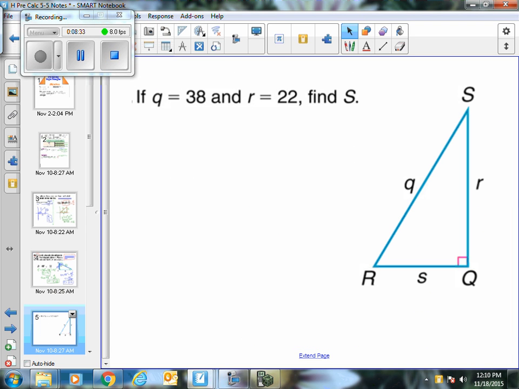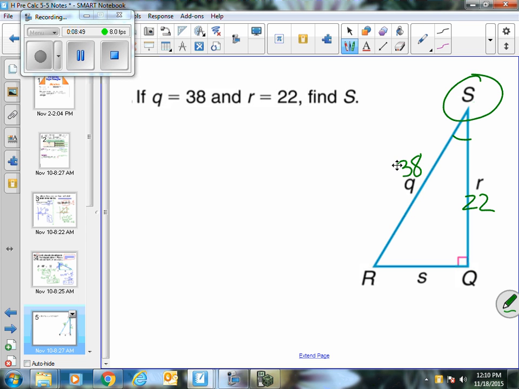Okay, what if you don't know any of the angles? So let's take a look. So side Q here, we'll put in our information is 38, and R is 22, and they want you to find S. Well, there's S. I found it. Yay! Just kidding. They actually want us to find the angle measurement for S, not just where it is on the picture.